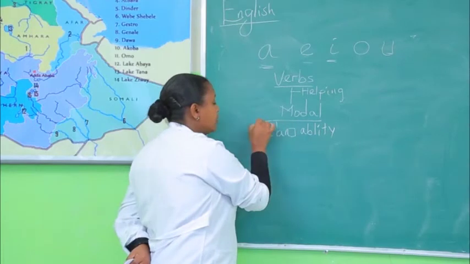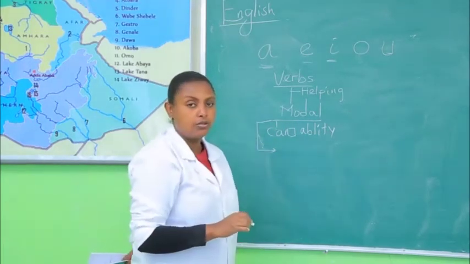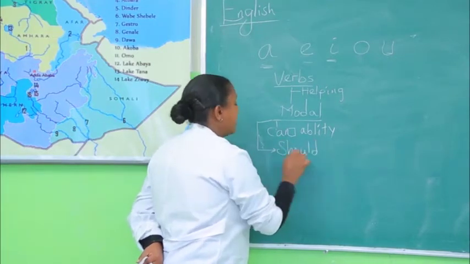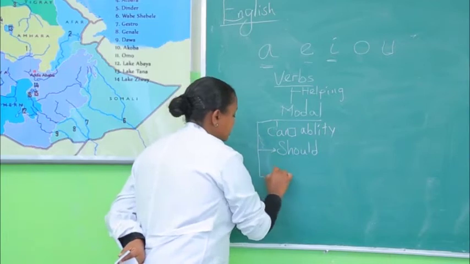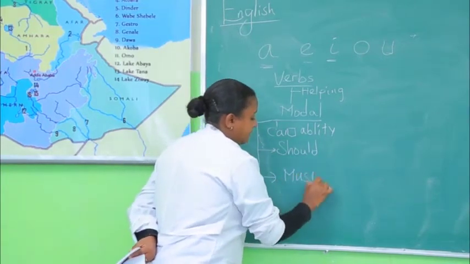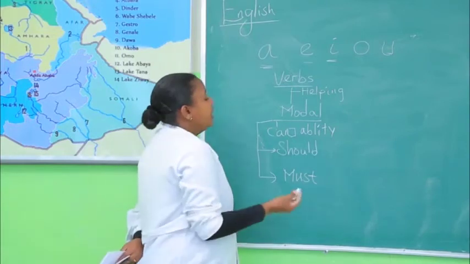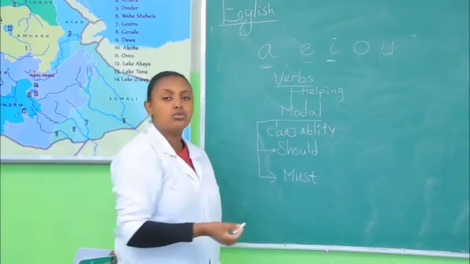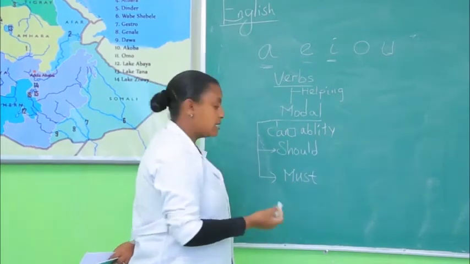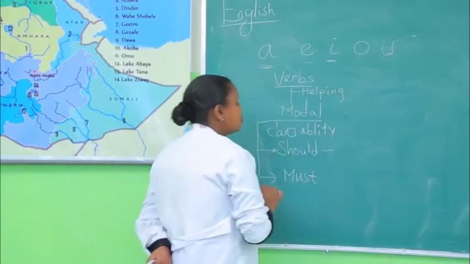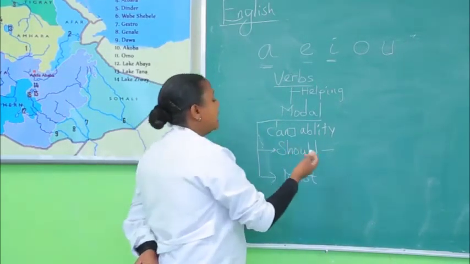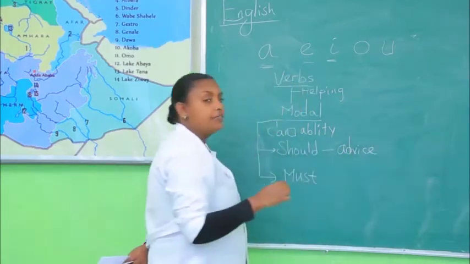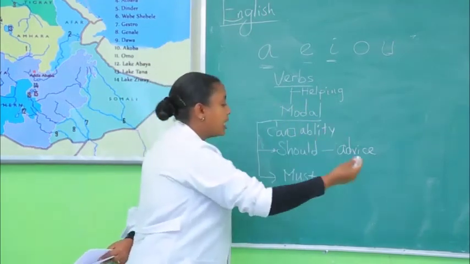Today we are going to see two more modal verbs. The first one is should and the second one is must. So we said can is used for ability. When do we use should and when do we use must? That is the question. So when do we use should? Should can be used when we are expressing advice, when you are giving your opinion to someone, when you are advising someone.